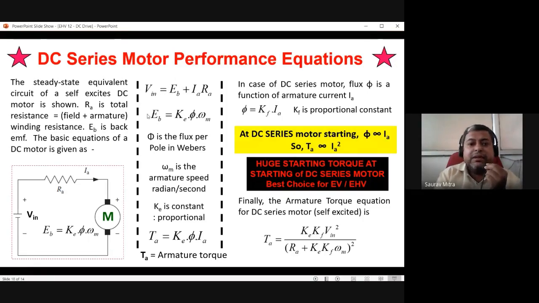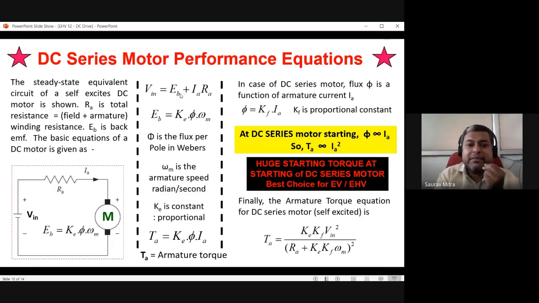Ia Ra is the motor loss. So Eb is equal to Ke phi into omega m. So Ke is the proportional constant, phi is the flux, omega m is the armature or motor speed. So we have seen this equation previously. Torque of armature is equal to K phi into Ia. Ta is armature torque. In case of DC series motor, flux phi is a function of armature current Ia. Phi is equal to Kf into Ia. So phi and Ia both are proportional because it's a series motor. If is equal to Ia. If is nothing but the field current, which is responsible for producing the flux. So phi is directly proportional to Ia.